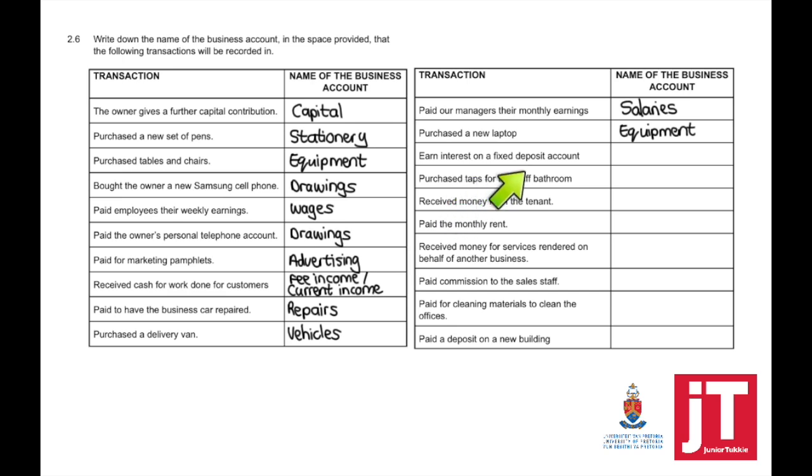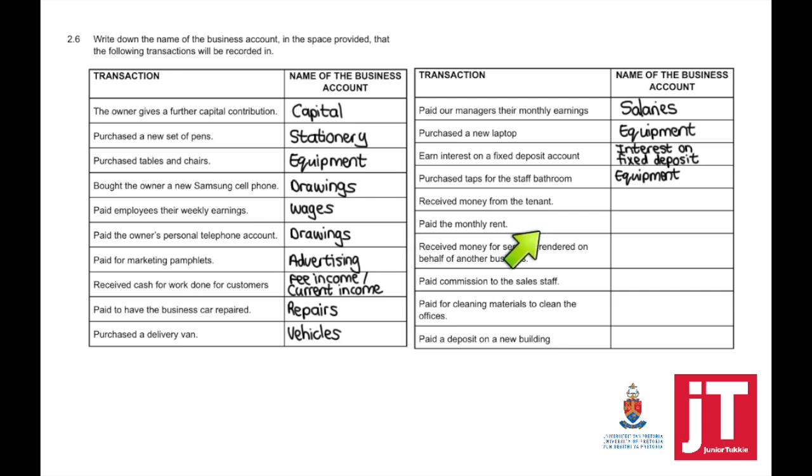Earn interest on a fixed deposit account. So this means that the business has invested money by putting money into a fixed deposit. And now it's said that we've earned interest. That means this will be shown as interest, and now we need to be specific. What interest did we earn? And that's why you have to say interest on fixed deposit. Purchase taps for the staff bathroom. This will be regarded as equipment.